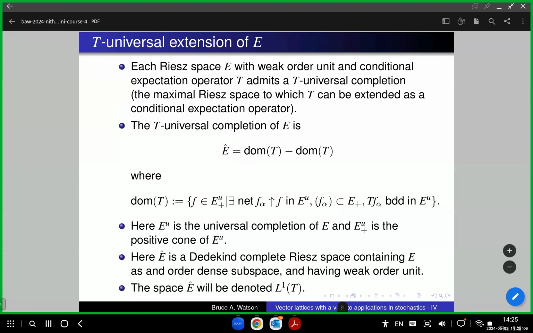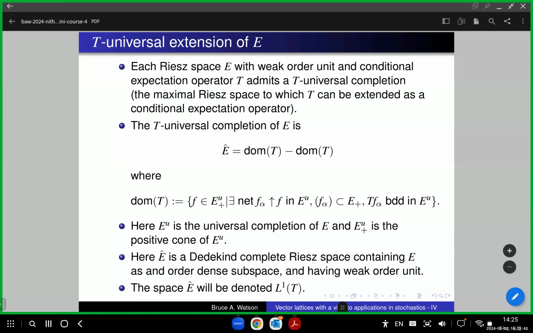Okay, this leads us on to the next concept. And this is how, in the Riesz space setting, we have a mechanism for extending conditional expectation operators to maximal conditional expectation operators, and to extend their domain to the maximal domain on which we can define a conditional expectation. We call this extension the T universal completion.